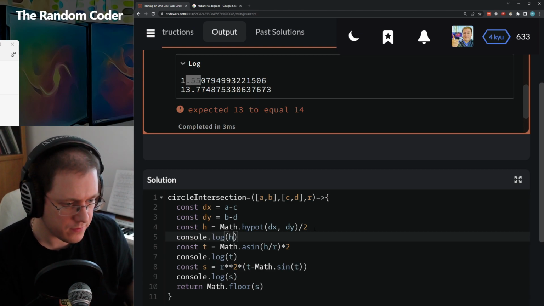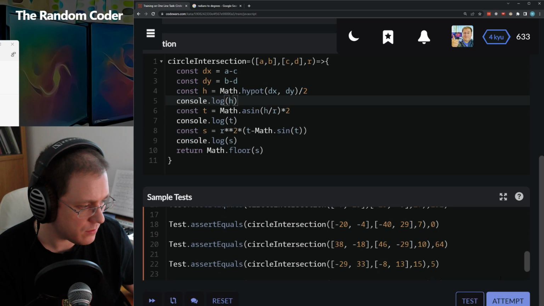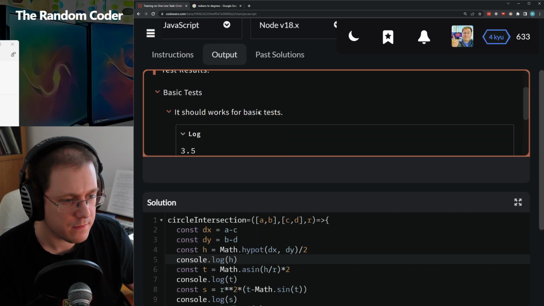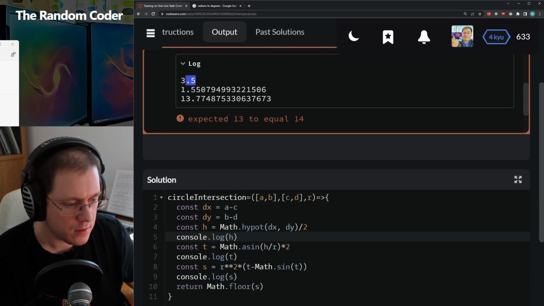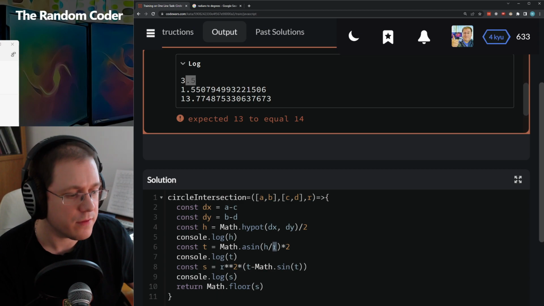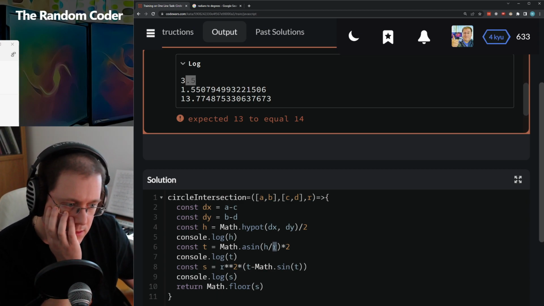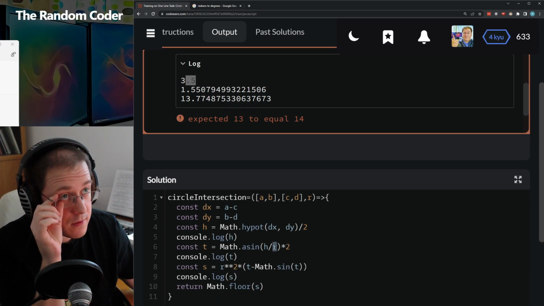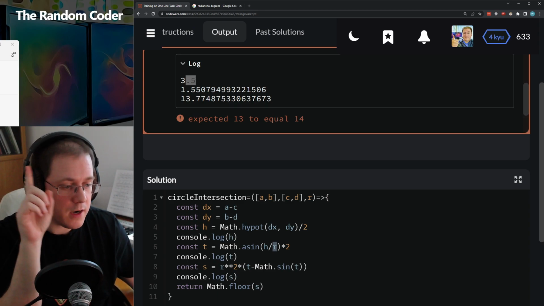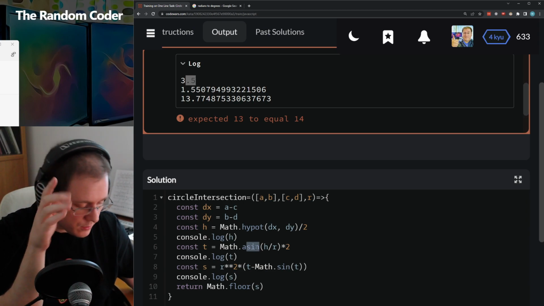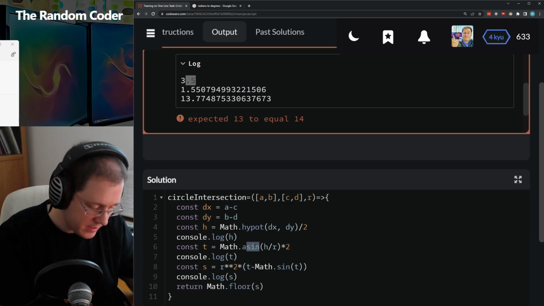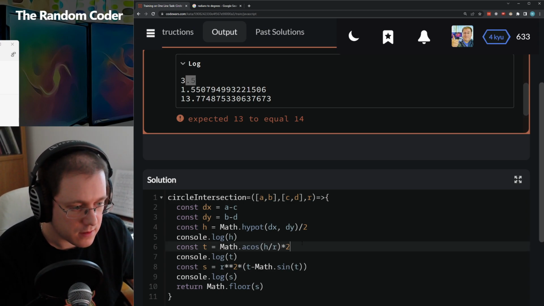Console log of h. H should be 3.5. 3.5, yeah. Arc sine of 3.5 divided by 5. Oh, 3 over 5. No, 3.5 over 5, so that's fine. 3.5 over 5 is... I know what it is. Yeah, I'm doing the sine. I should be doing the cos. Yeah, cosine is the deflection in the x. That's the reason.